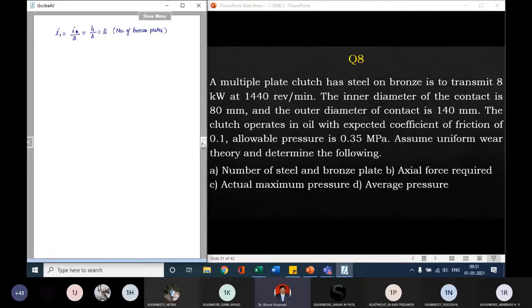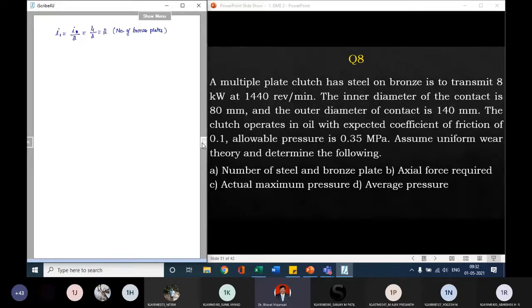These are the number of bronze plates, guys. Always remember which. Now here he has asked, shall I consider steel plates or bronze plates? Always remember this. Less number of plates will be for the friction plates. In this case, less number of plates will be for friction and more number of plates will be for steel, because steel will be on the hub side.